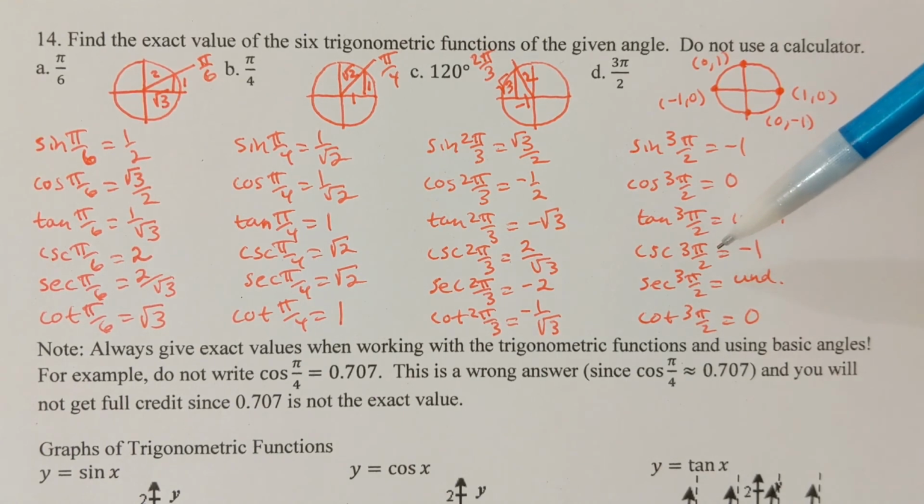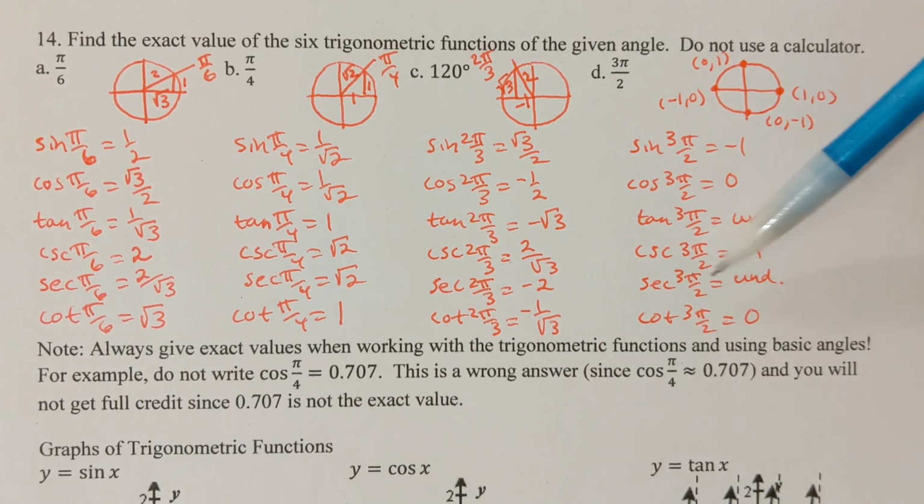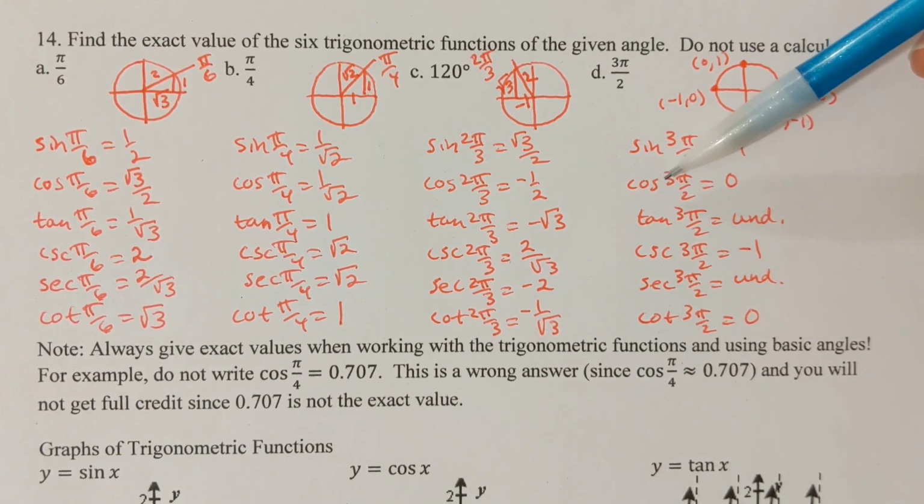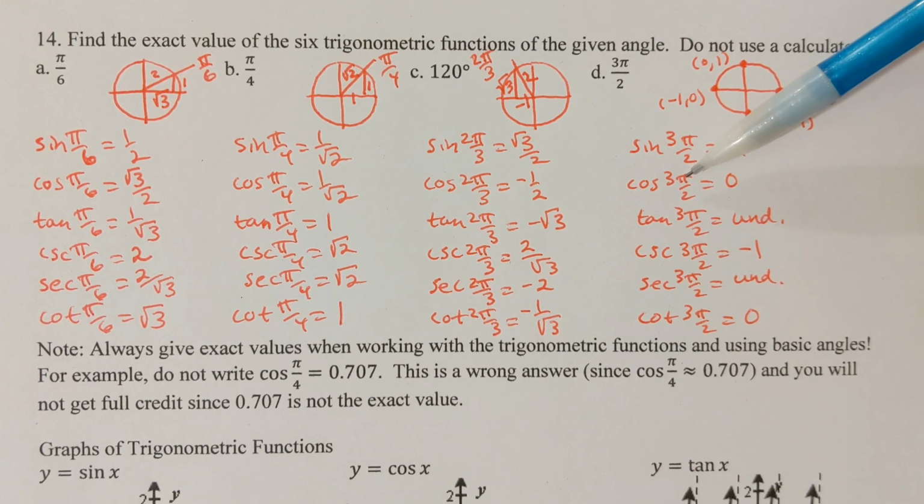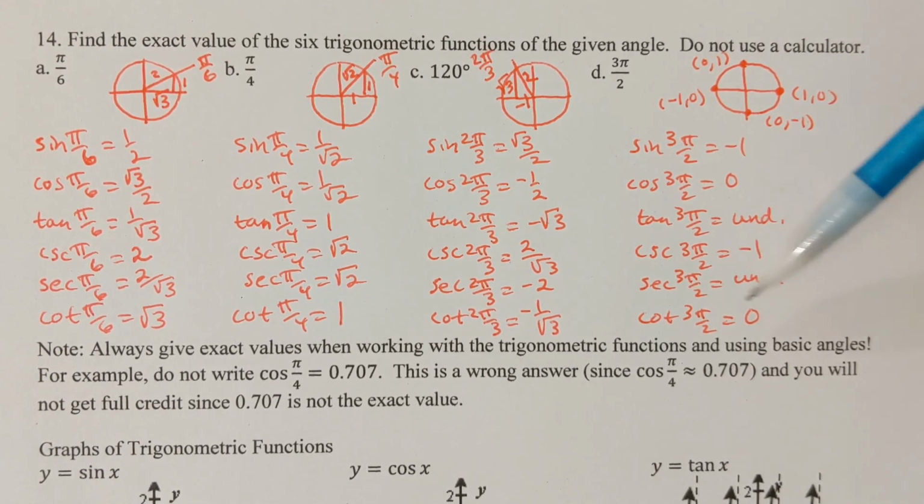Cosecant of an angle would be the reciprocal of sine of that angle, so it's going to be r over y. 1 over negative 1 is negative 1. Secant of an angle would be the reciprocal of cosine of that angle. Cosine of an angle is x over r, so secant of an angle is going to be r over x. X is 0 there, so there'll be a problem with division by 0. That's not allowed. So I'm just going to write undefined.